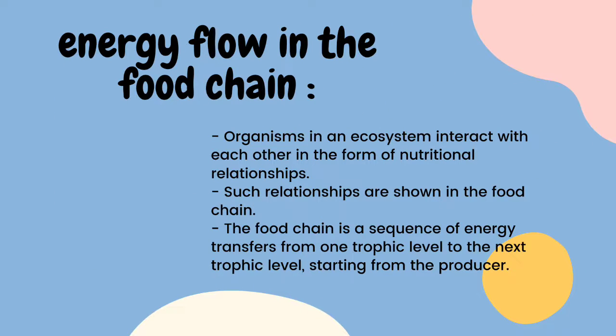Energy flow in the food chain. Organisms in an ecosystem interact with each other in the form of nutritional relationships. The food chain is a sequence of energy transfer from one trophic level to the next trophic level, starting from the producer.